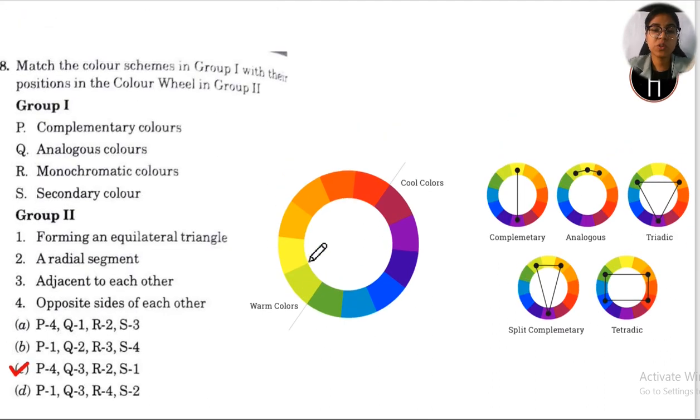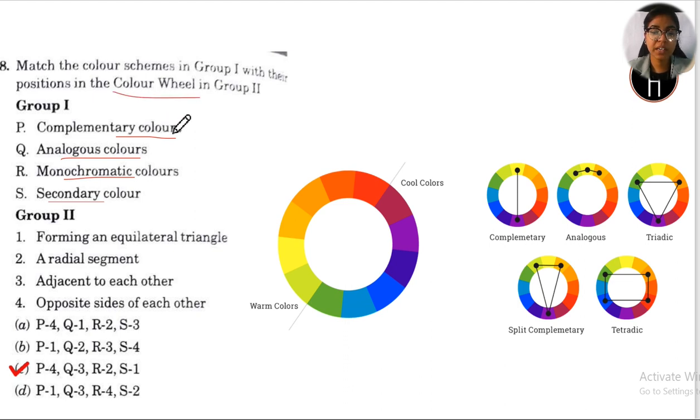The next question is also a match the following type of question, in which you have to match the color scheme in group 1 with its position in the color wheel in group 2. The color schemes given are complementary, analogous, monochromatic and secondary. And in group 2 you are given their positions.